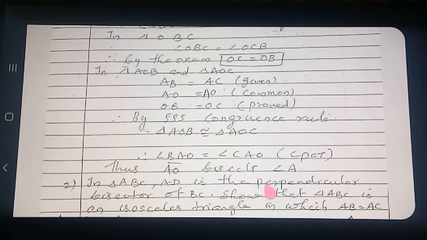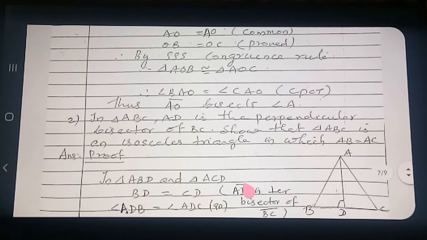Riders, if you get the technique for doing the sums, it is very simple. Easily you will be able to pick up. Now question number 2, listen. In triangle ABC, AD is the perpendicular bisector of BC. Show that triangle ABC is an isosceles triangle in which AB equal to AC.